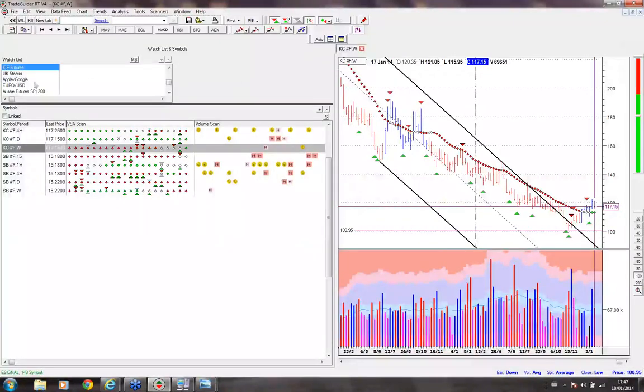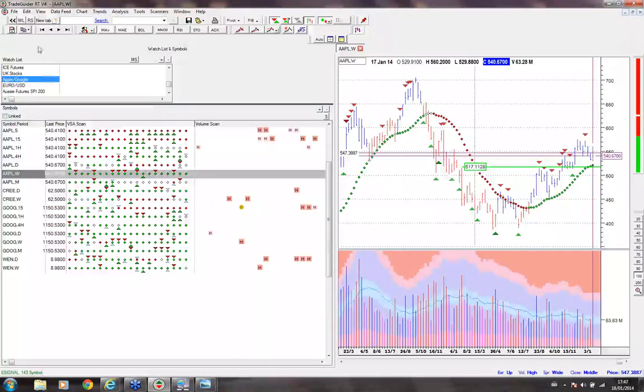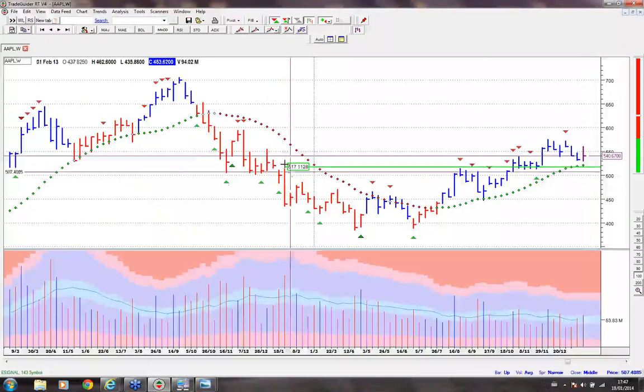Anyway, let's go and have a look then. The final chart, which was on Apple, I think. Yeah, let's just look at my notes here. Oh yeah, there it was. That's it. Perfect.